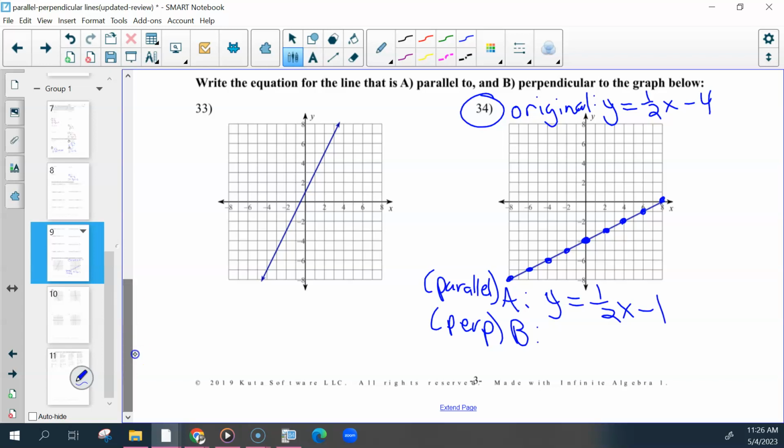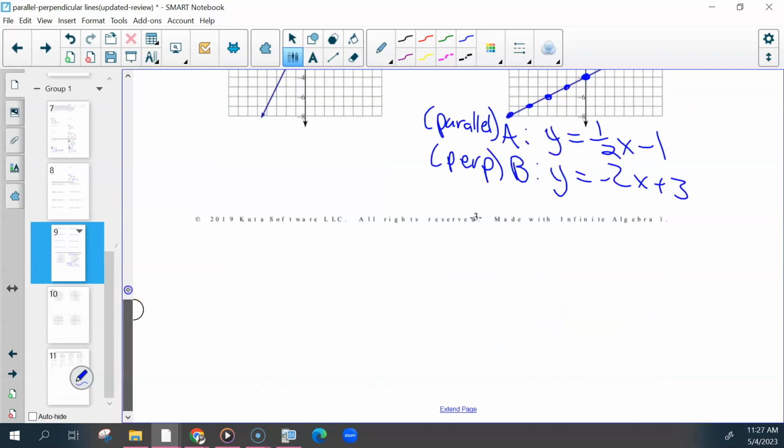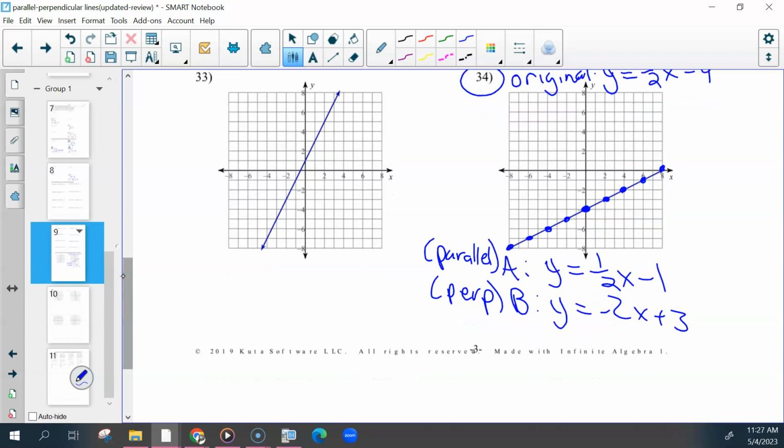Now we have to write an equation that's perpendicular. Someone give me an equation that would be perpendicular to the original. But it would be negative. So negative 2, and you would simplify, so just negative 2x. Give me a y-intercept. Three works. Do we have any questions on how we found the original, or the parallel, or the perpendicular? Okay, let's do 35.